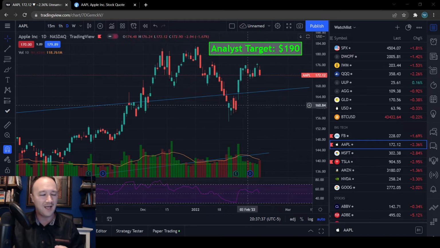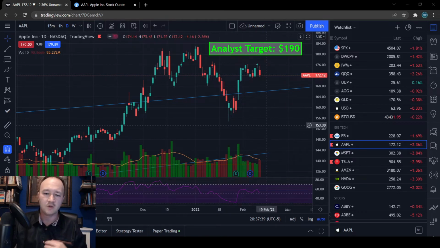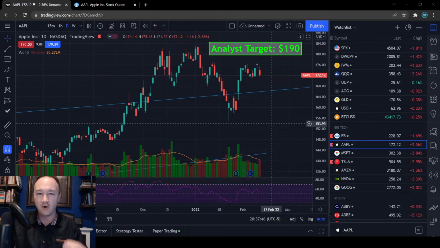We are talking about analyst targets. When we're talking about analyst targets, we're talking about the big investment bankers and what their price targets are on specific stocks. This is really important stuff, guys, because we're talking about the professionals that do this all day for a living, what they see a stock going to.